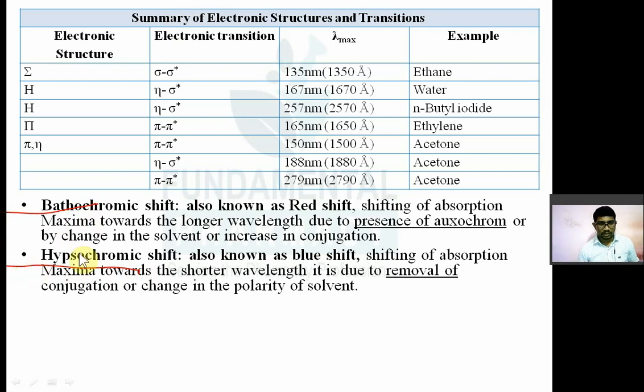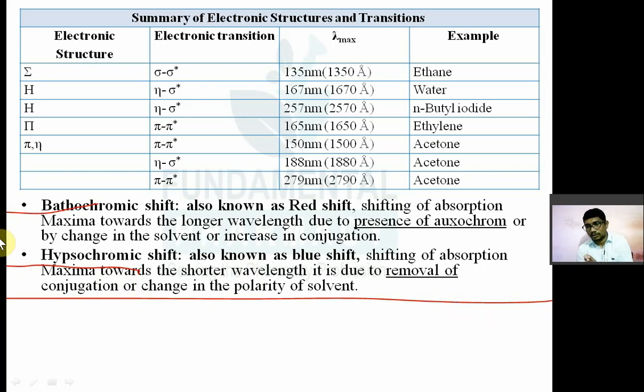Also known as blue shift, it is the shifting of absorption maxima towards the shorter wavelength. It is due to removal of conjugation or change in the polarity of solvent. Suppose there is a compound called XYZ whose absorption maxima is at 275 nanometers. If you add conjugation, that is, add double bonds, or change the solvent, or attach an auxochrome, its absorption maxima will be shifted to 300 nanometers. That is known as a bathochromic shift or red shift: shifting of absorption maxima towards the longer wavelength.